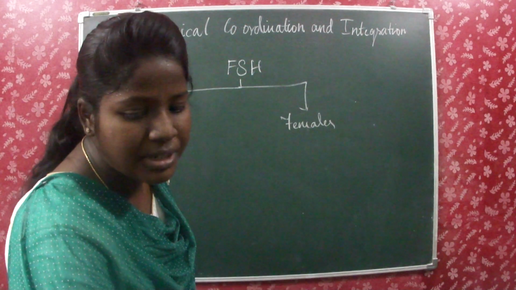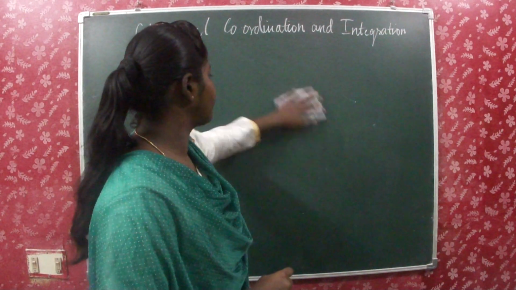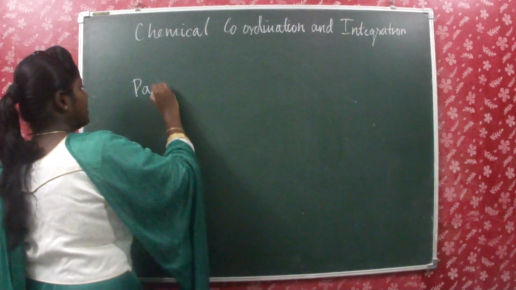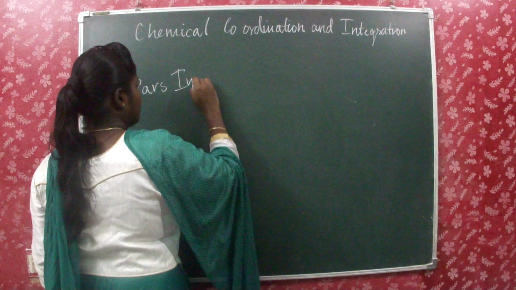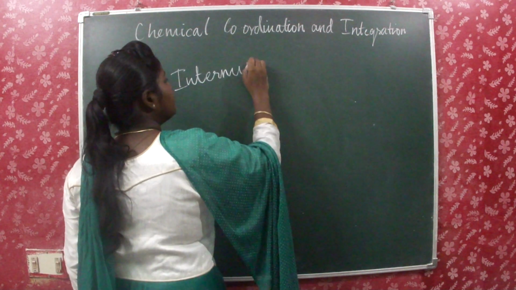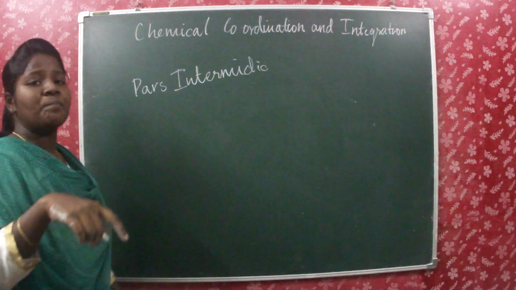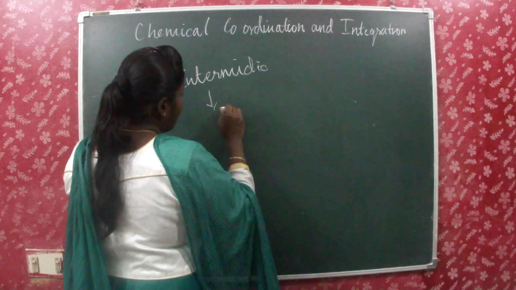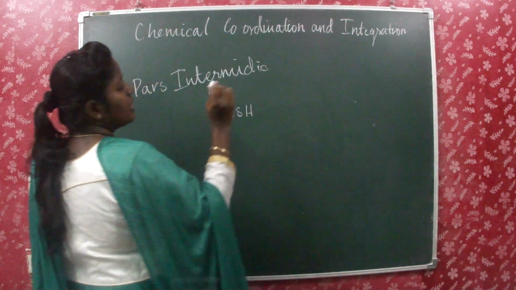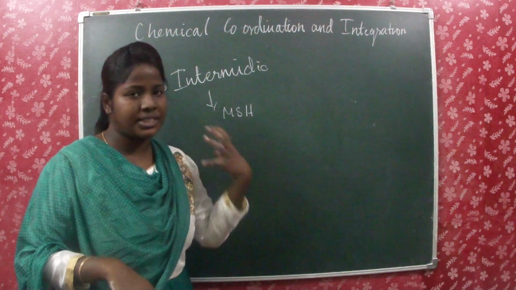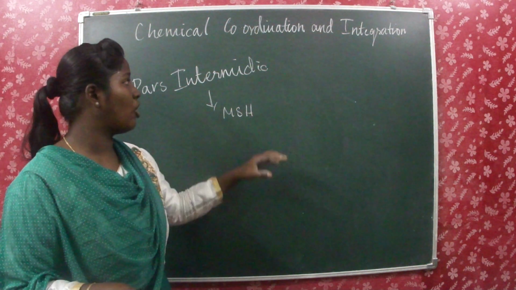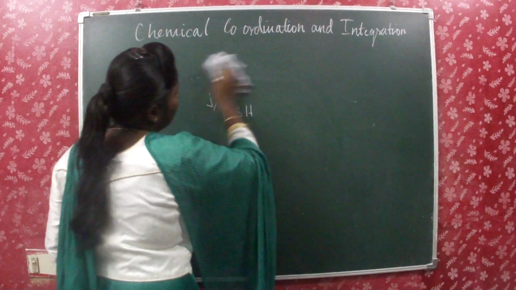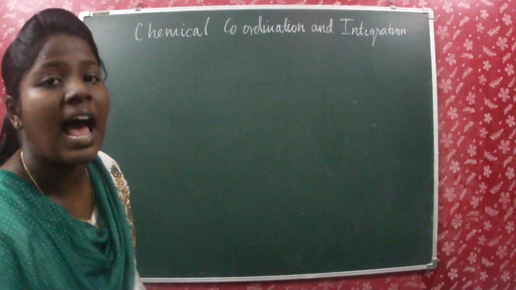Now it is the pars intermedia of the adenohypophysis. From the very name we can understand that it is the intermediate lobe, and it secretes only one hormone, the melanocyte stimulating hormone. It stimulates the melanocytes. So the melanocyte stimulating hormone is located in pars intermedia, and this much is for the adenohypophysis, that is the anterior pituitary.